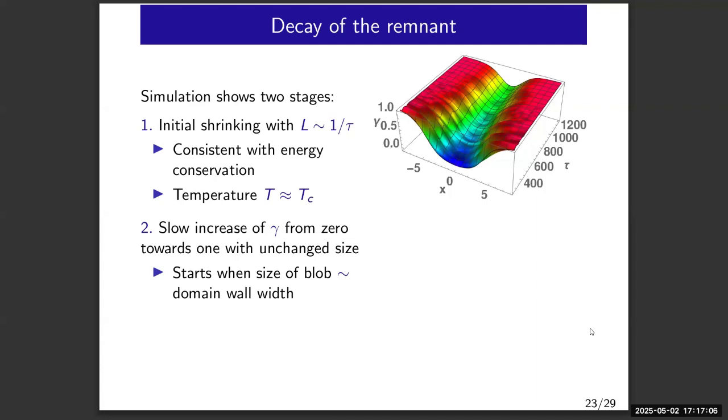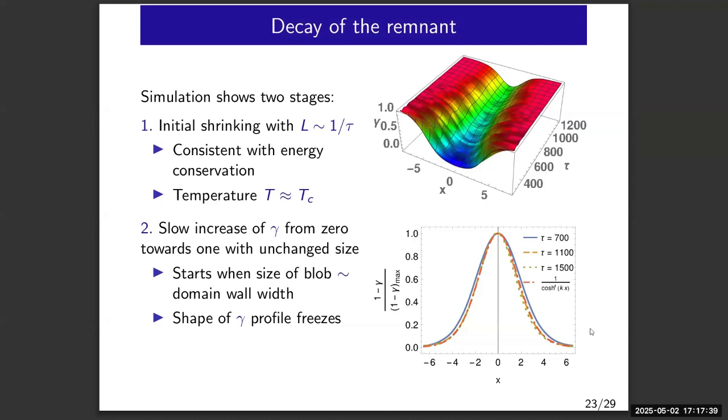But then you get into a different phase where this gamma field, which I'm plotting here as a function of x and the proper time, starts to increase in the middle of the blob, away from the zero value of the deconfined plasma. And this phase starts when the size of the blob is comparable to the width of the domain wall in the system. And you can look at this in more detail.